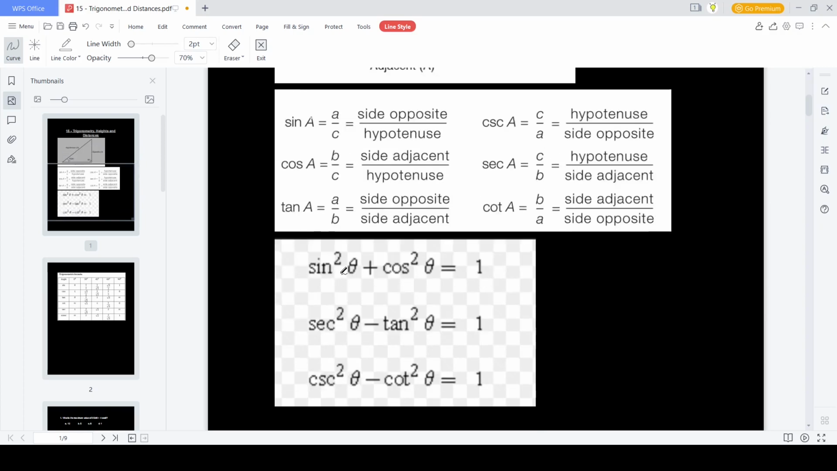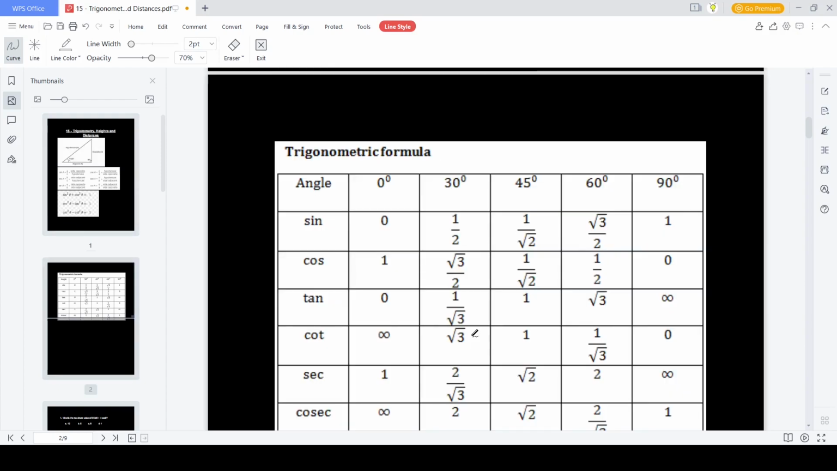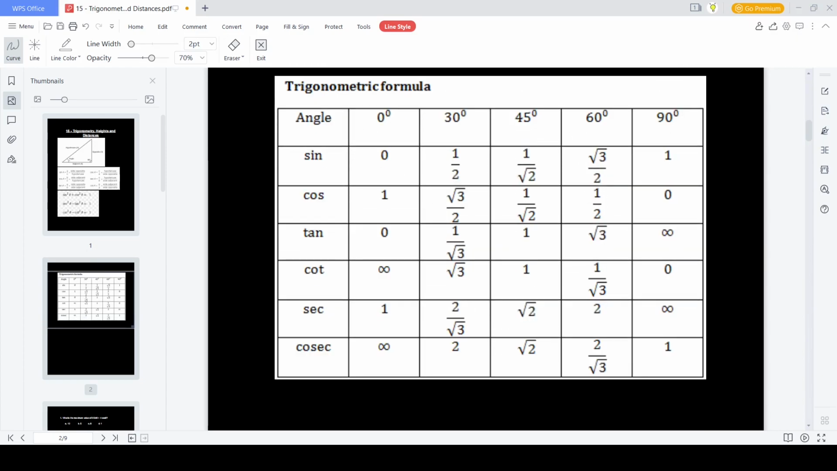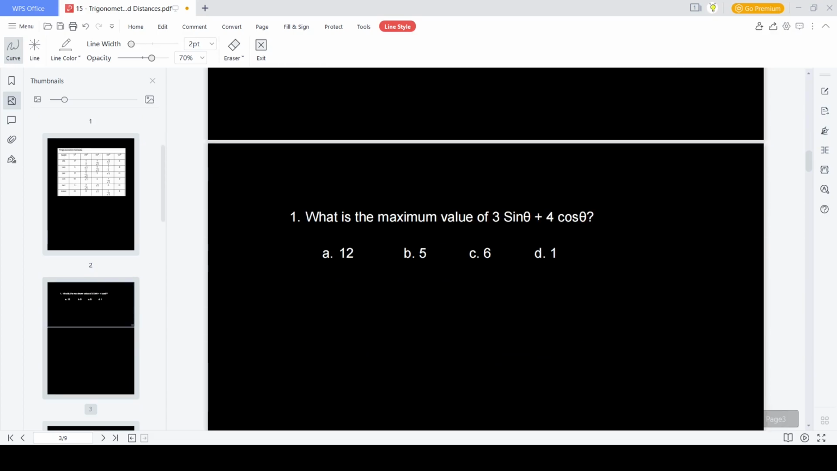Now if you divide this whole thing by sine square on both the sides, you will get that cosecant square minus cot square equal to 1. Similarly, secant square minus tan square equal to 1. Next we have different angles and their values. So you need to know this table by heart. Just look at it once. Fine, let's start the questions.